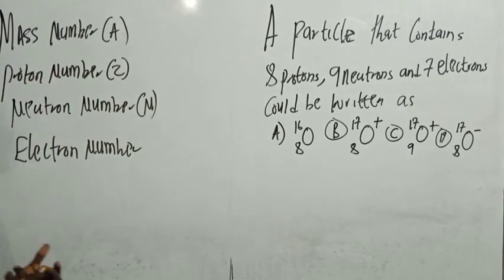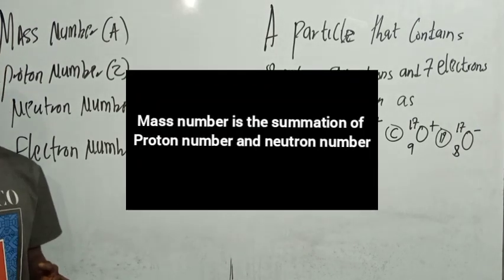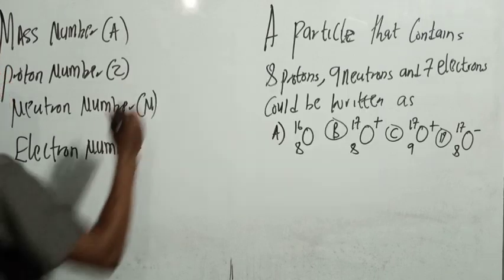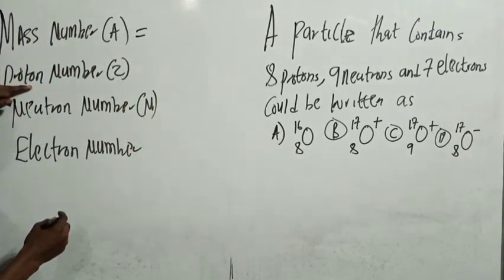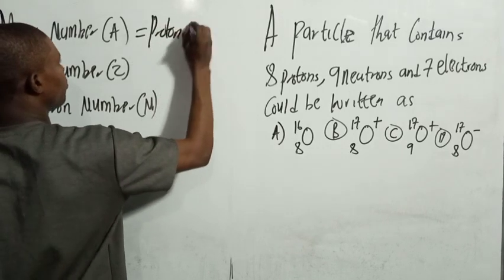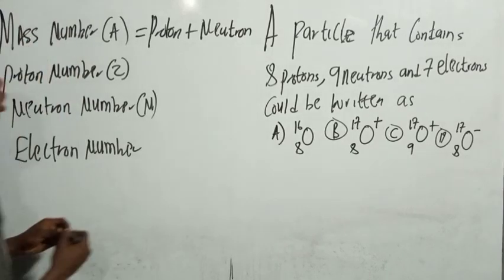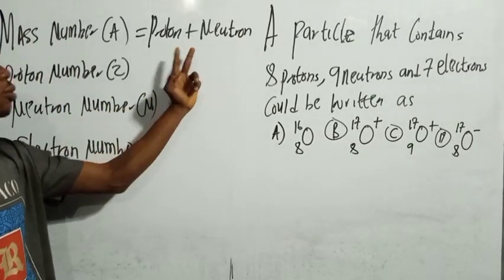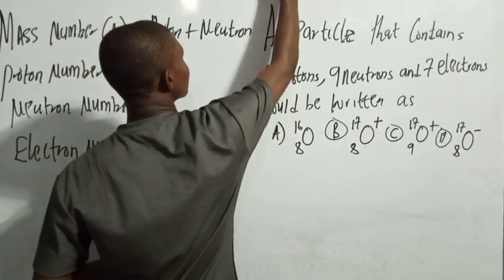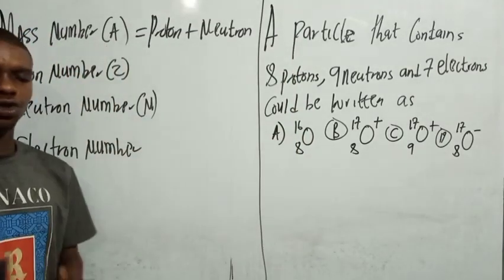So mass number is the summation of what? The proton number and the neutron number. So mass number, which is A, is what? Proton plus what? Neutron. Proton plus neutron number is the mass number. And sometimes it is called the nucleus number.